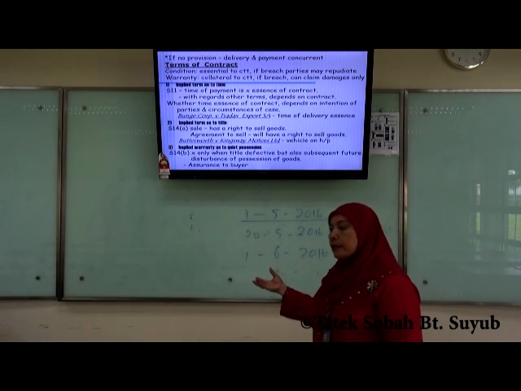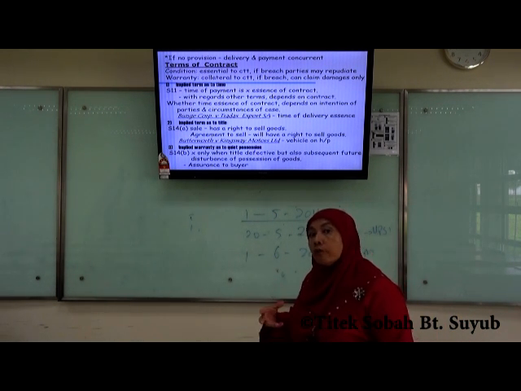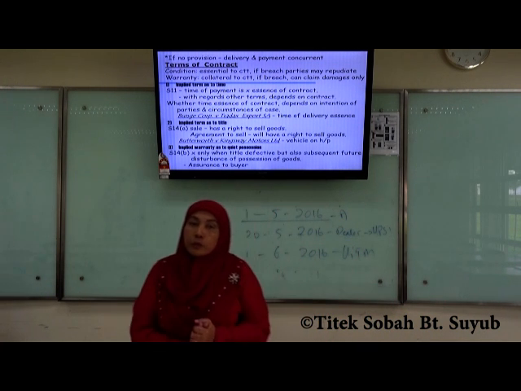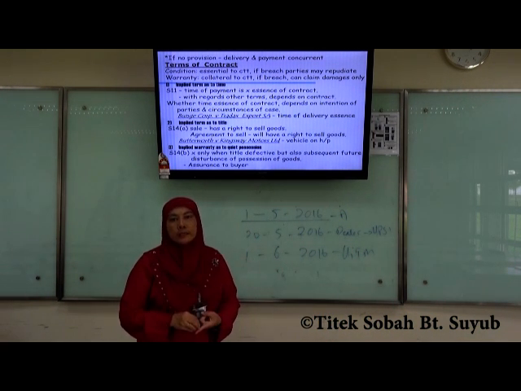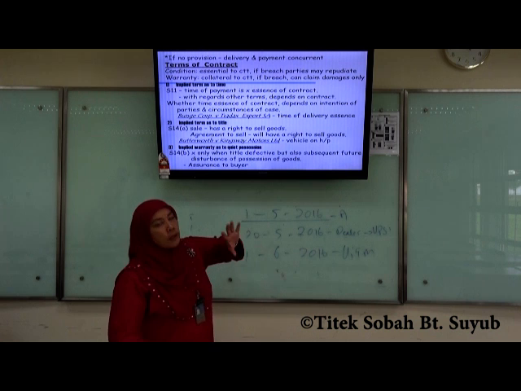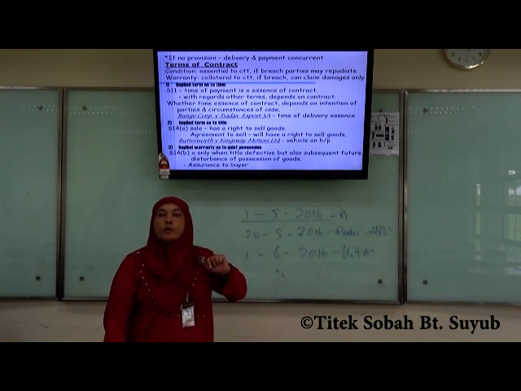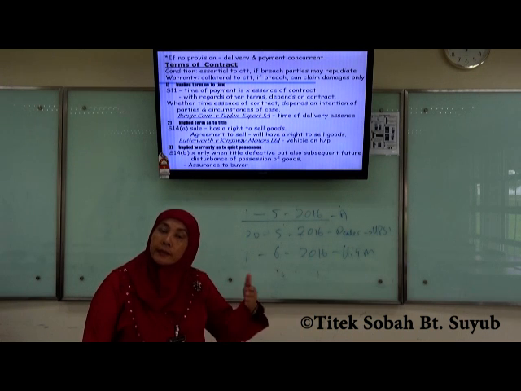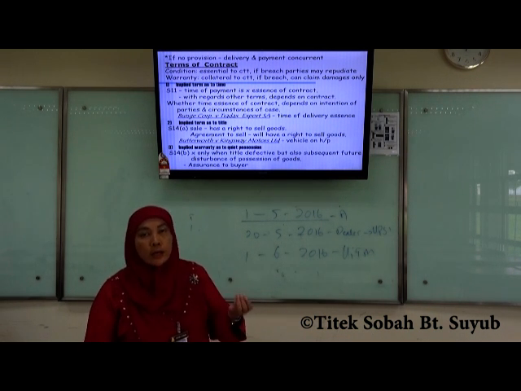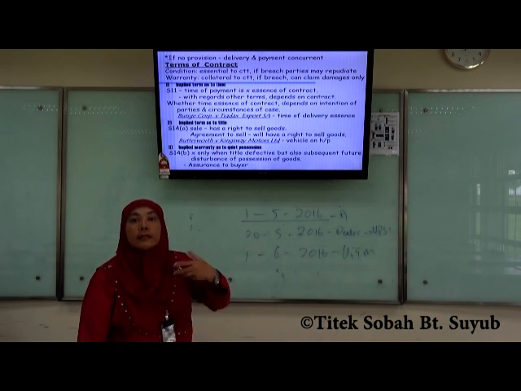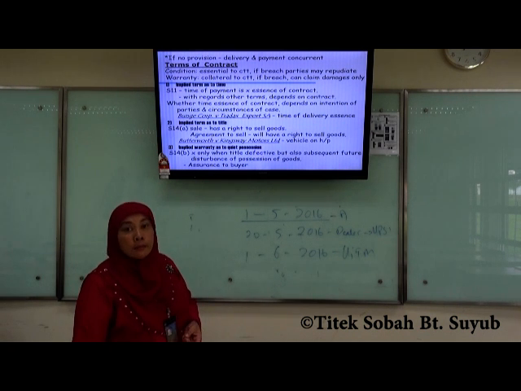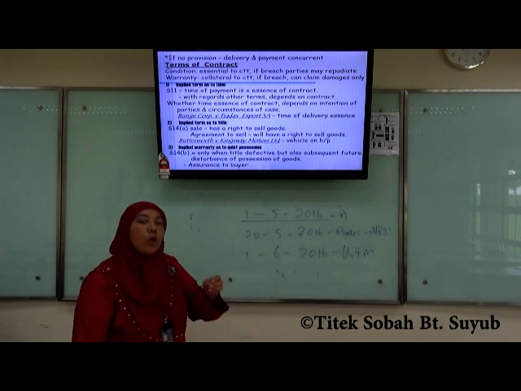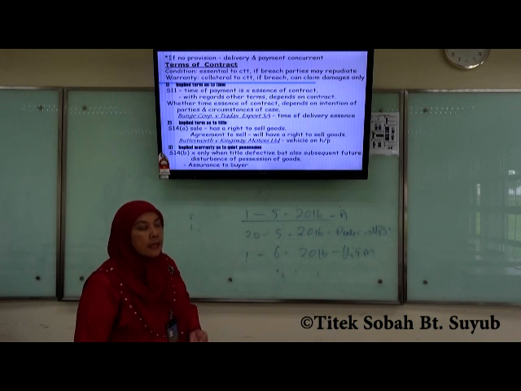So this term can either be a condition or a warranty. What is the difference between the two? A condition is essential, the most important part of the contract. Meaning, if there is a breach of condition, the contract can be repudiated. Kalau ada langgar syarat pertama ni, kontrak boleh diketepikan. However, if there is a breach of warranty, this is only collateral, sampingan sahaja. Meaning parties can only claim their damages.